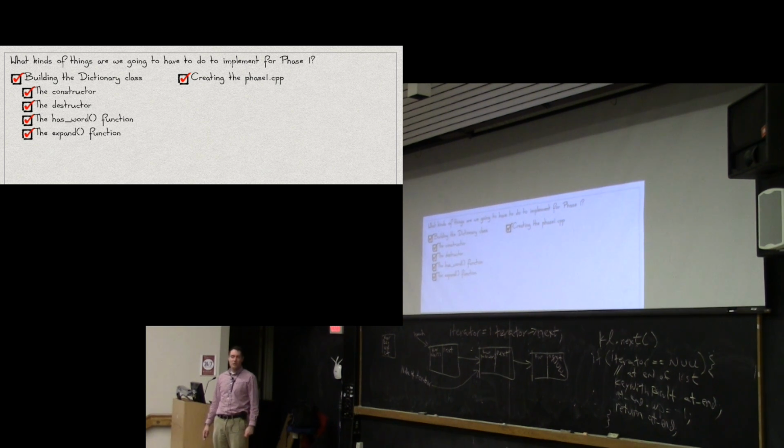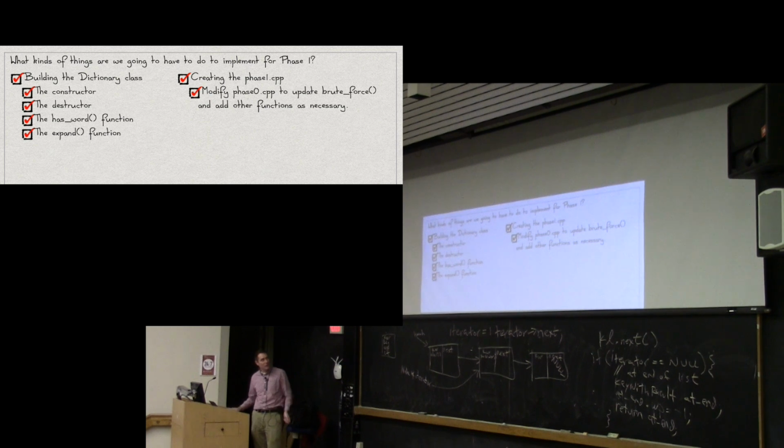Because phase 1 is going to be very similar in form. It's still going to have to do the regular encryption, it's still going to have to do the regular decryption. The brute force function is going to be different. So basically you're going to modify phase 0.cbp to update the brute force function, and then you're going to have to add some other functions.